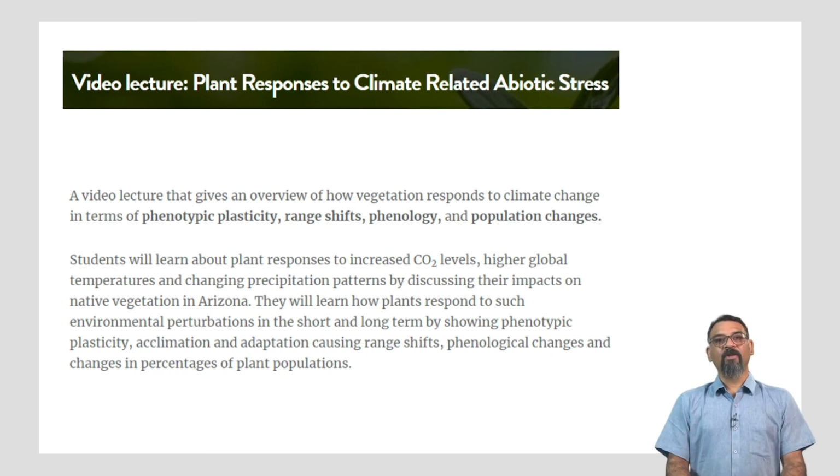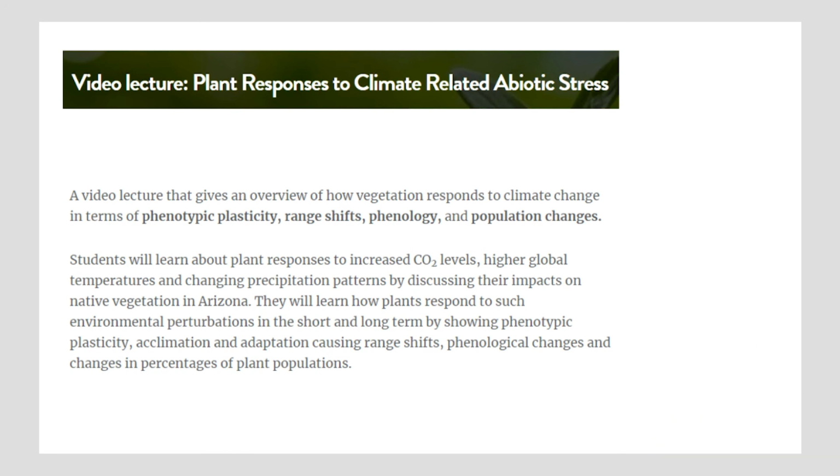You may also choose to introduce a video lecture in your teaching in your classroom, and this is a video titled Plant Responses to Climate Related Abiotic Stress. This is a video lecture that gives an overview of how vegetation responds to climate change in terms of phenotypic plasticity, range shifts, phenology, and population changes. Students will learn about plant responses to increased CO2 levels, higher global temperatures, and changing precipitation patterns by discussing their impact on native vegetation. They will learn how plants respond to such environmental perturbations which could be caused by climate change.